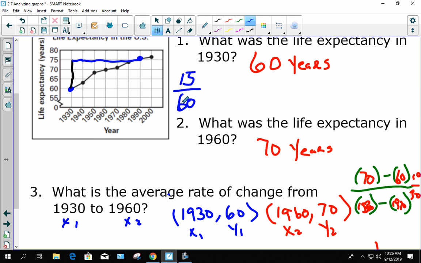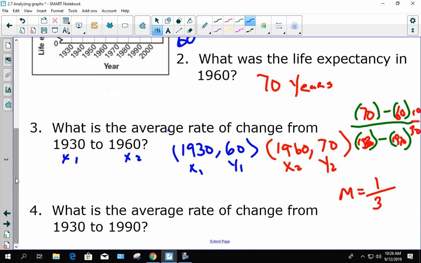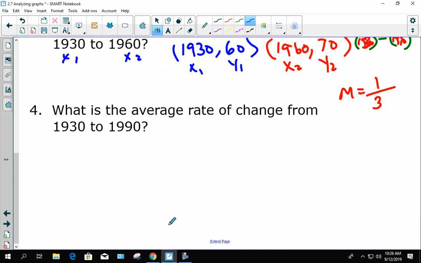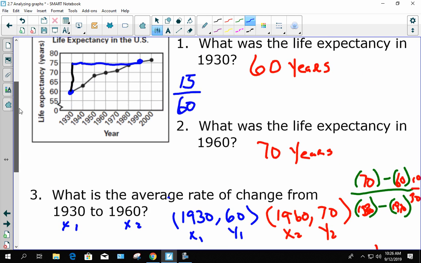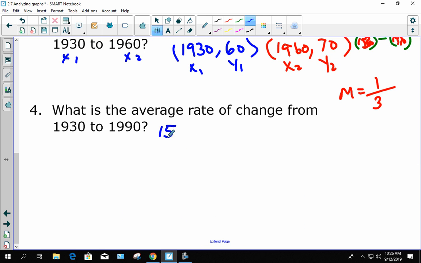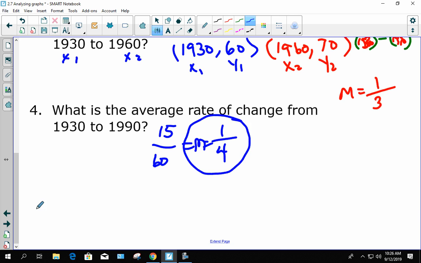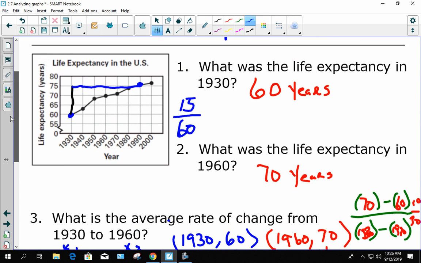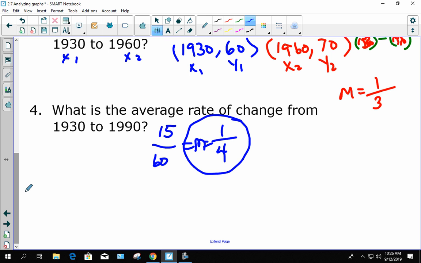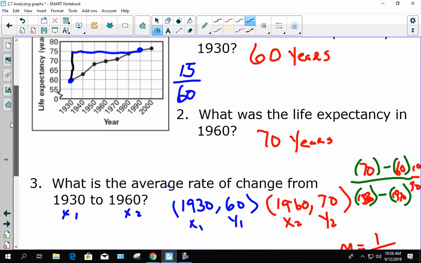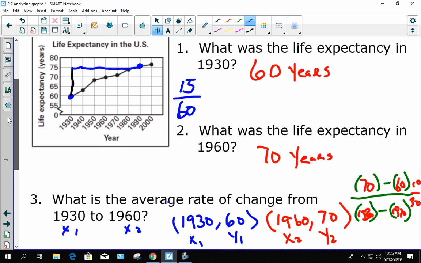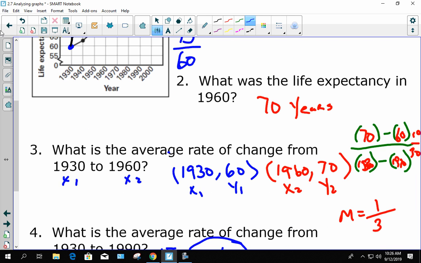15 over 60. That can reduce, can it? What does that reduce to? 1 over 4. It can't reduce to 4 because the bigger number is on bottom. So 15 over 60 reduces to 1 over 4. So your slope is 1 over 4. That means for every 4 years, your life expectancy goes up 1 year.